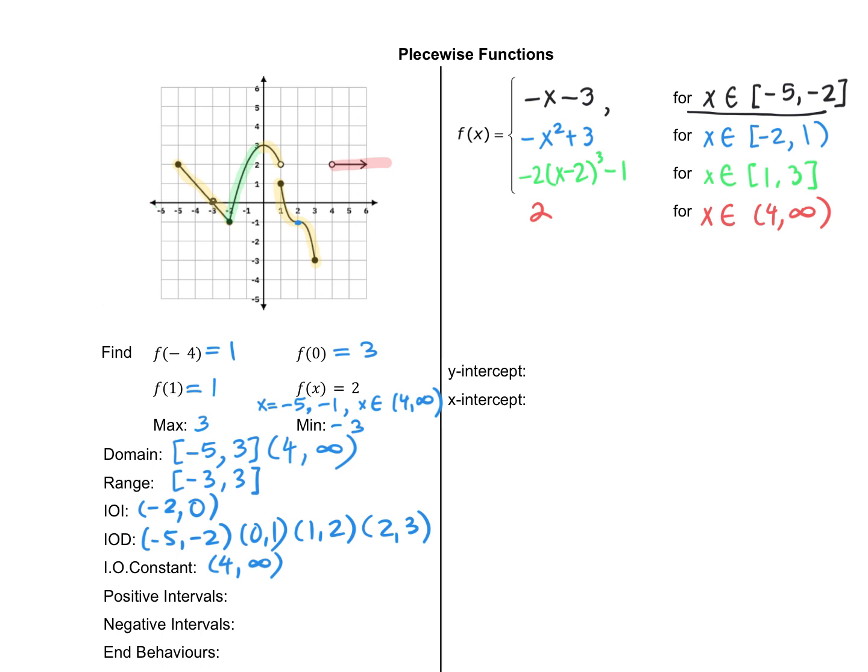If that point at (4, 2) had been a closed point, then I would use a square bracket here, but it was open, so I put a round bracket.